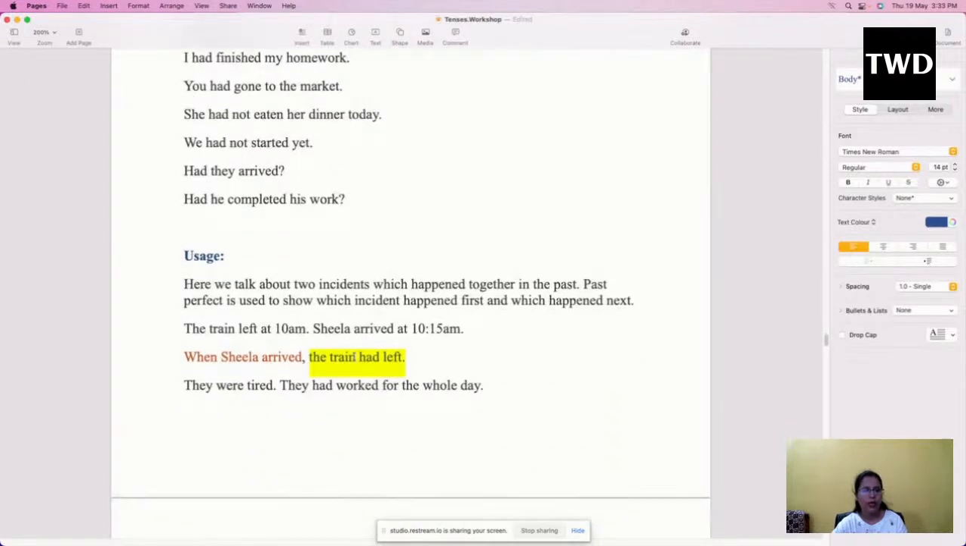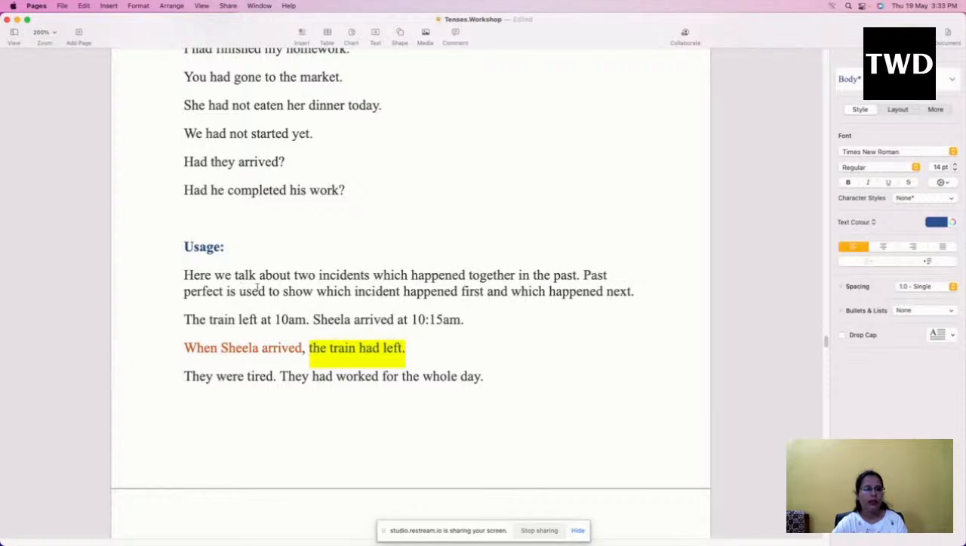So how can we use this? Here we talk about two incidents. Now remember that we use past perfect tense only when we want to show two incidents which happened in the past, because we want to show clearly which incident happened first and which incident took place next. Past perfect is used to show which incident happened first and which happened next.